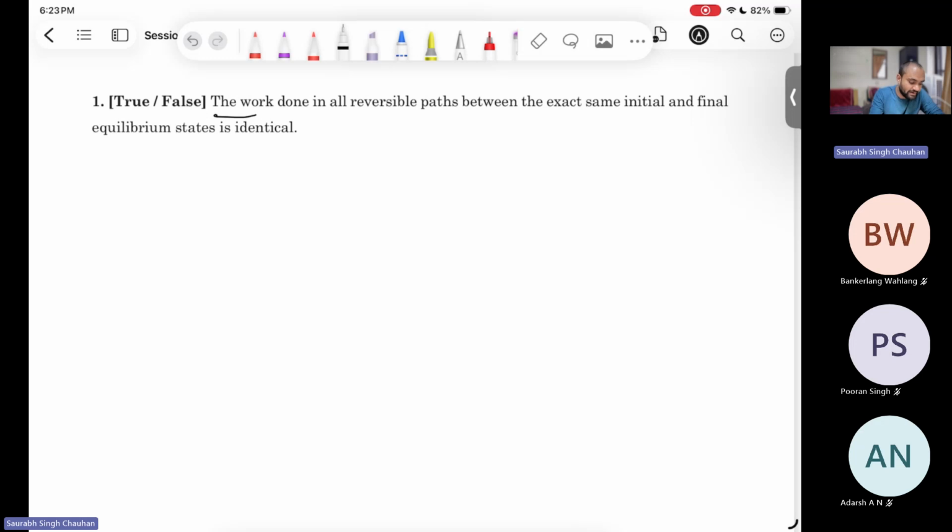Okay. So question number 1 says that the work done in all reversible paths between the exact same initial and final equilibrium states is identical. So is this statement true or false? I think it's true, sir. It is true. Work done, we are saying, right? Work done in all reversible paths between the same initial and final equilibrium states, is that identical?